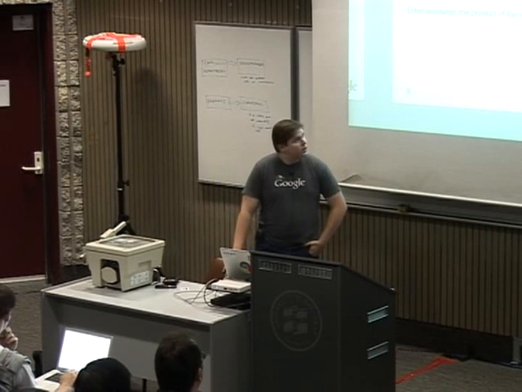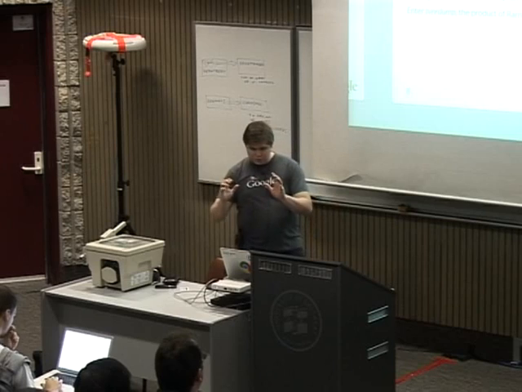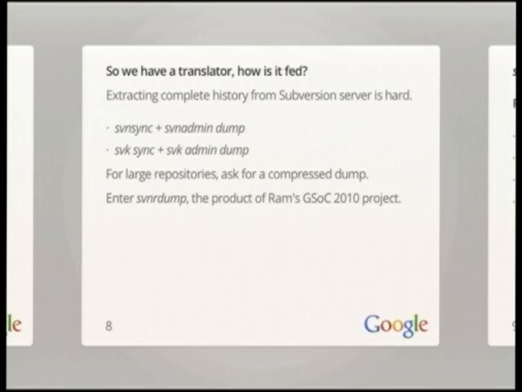Okay, so now that we've got this nice little module, reads Subversion dump in, writes fast import out, we need to get data in and process the data that comes out. So it turns out that it is extremely difficult to extract complete history from a Subversion server. In fact, it's even hard just to extract it from a mirror of a Subversion server. It's an extremely I/O intense process.